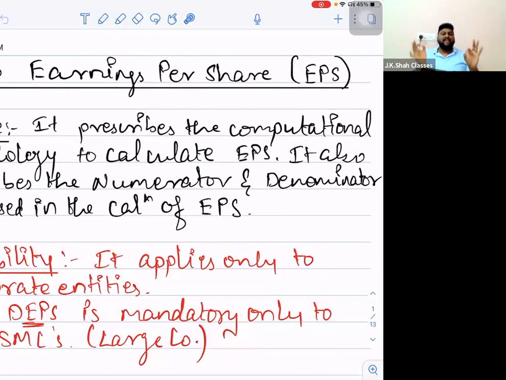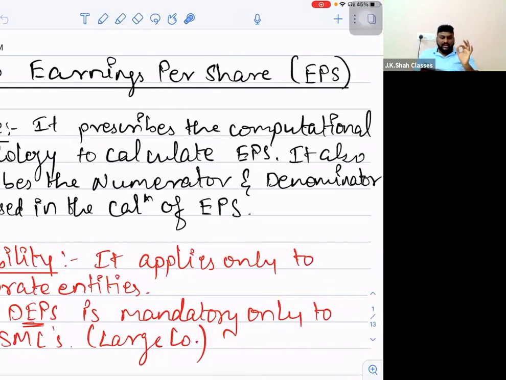In simple terms, if the net profit for the company is 5 lakh rupees and you have 1 lakh equity shares, 5 lakh divided by 1 lakh, you get the answer as 5 rupees. So 5 rupees is earnings per share. The company has given you earnings of 5 rupees for every equity share that you hold in the company.